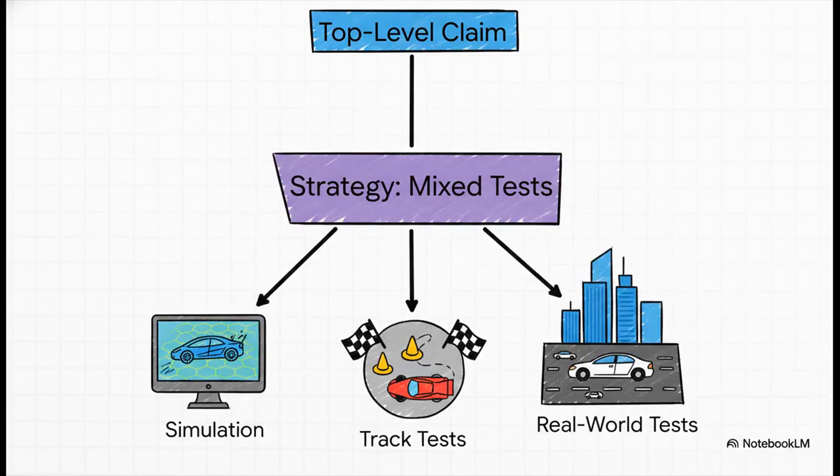So the next step is to lay out your strategy. How are you going to prove it? In this case, the strategy is to show you've covered all your bases by combining 3 different kinds of data: stuff from simulations, tests on a closed track, and data from driving in the real world.